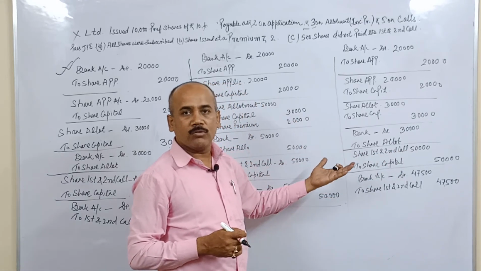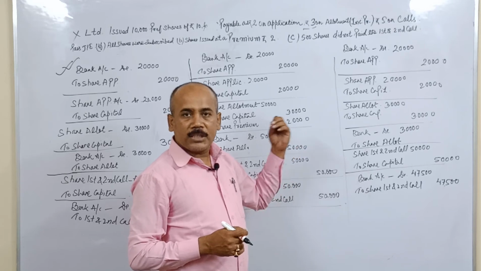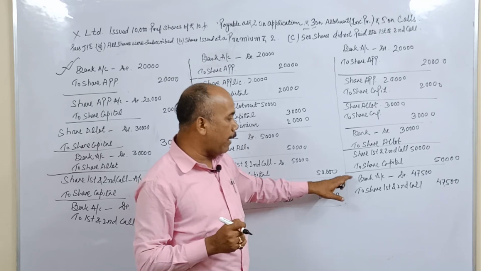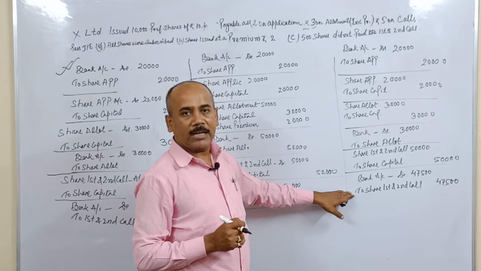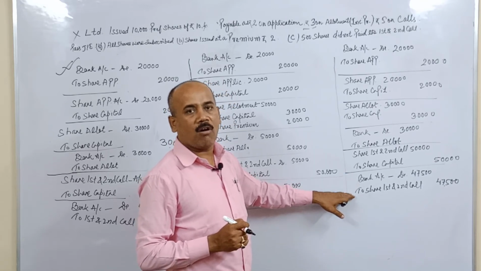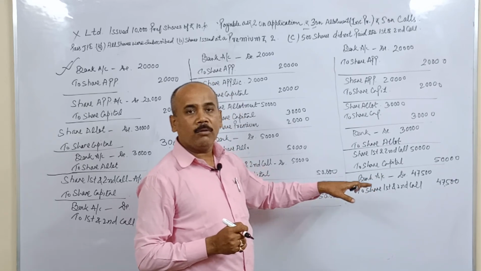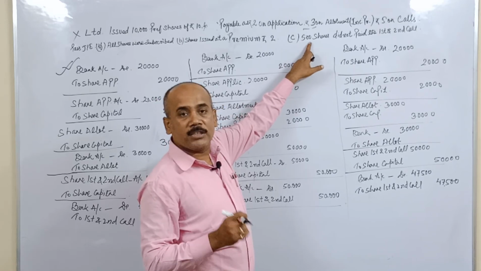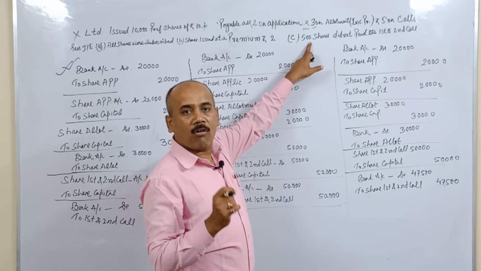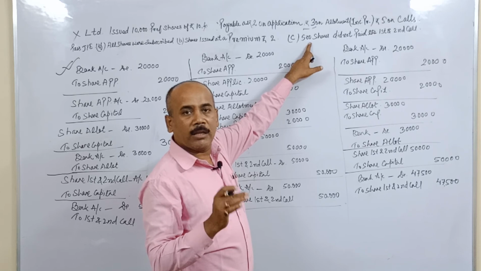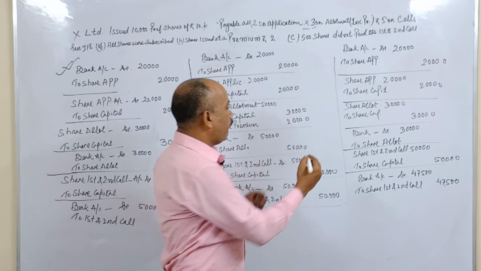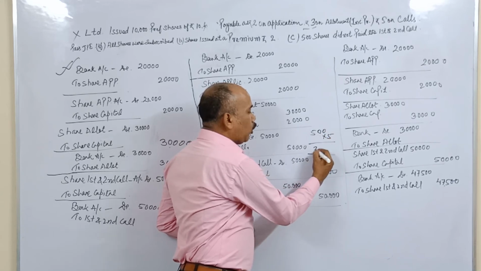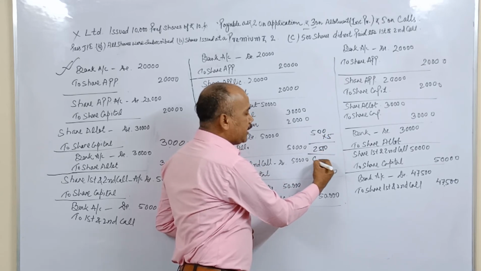10,000 into 5, 50,000. And at the time of receiving the sum, the company will make the entry for bank account debit to first and second call, 47,500. How? The 500 shares, your shareholders, did not pay their final call money. Clear? Then 500 shares into 5, 500 shares into 5, it is 2,500 calls in arrears.